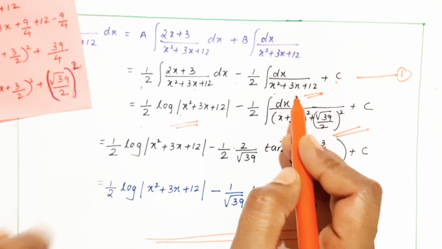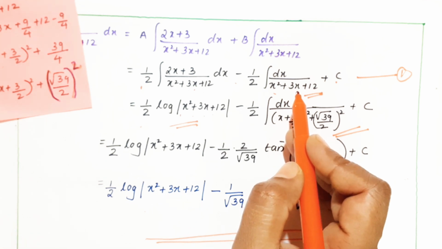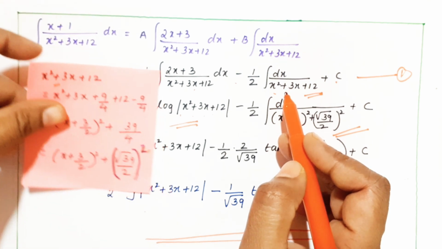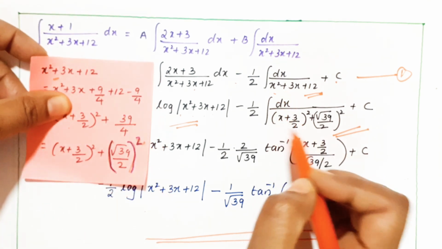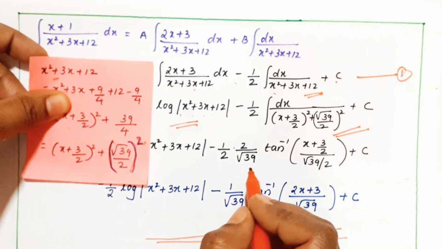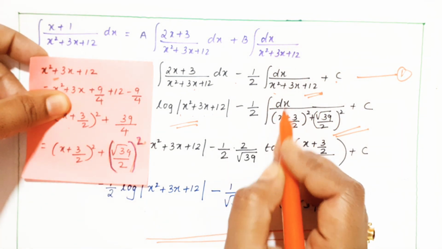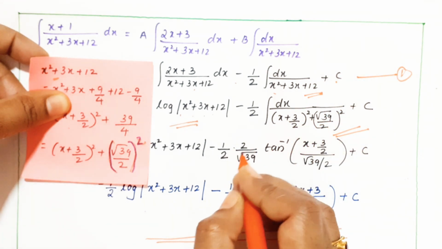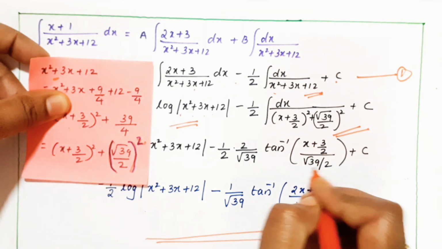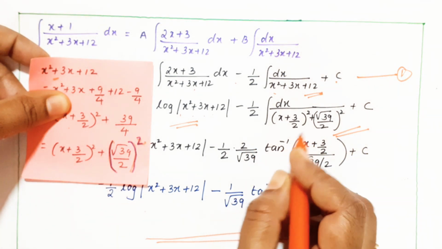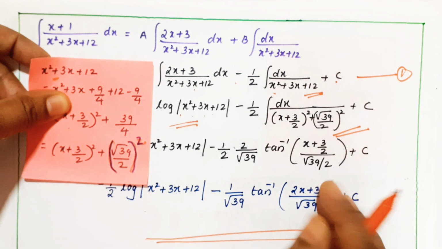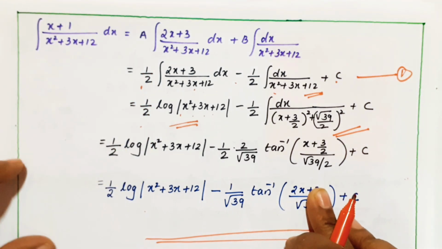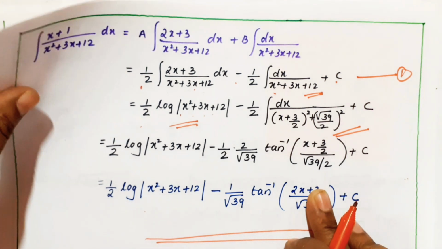Second, this one, like the question we did in the previous videos, we need to make it in the standard form like this. So I made it in the standard form. Again it came to the standard result, that is integral of 1 by x square plus a square dx, the answer is 1 by a tan inverse x by a plus c. The tan inverse term is x plus 3 by 2 by root 39 by 2 plus c. Clear? Okay. Thank you. Now, one more question.